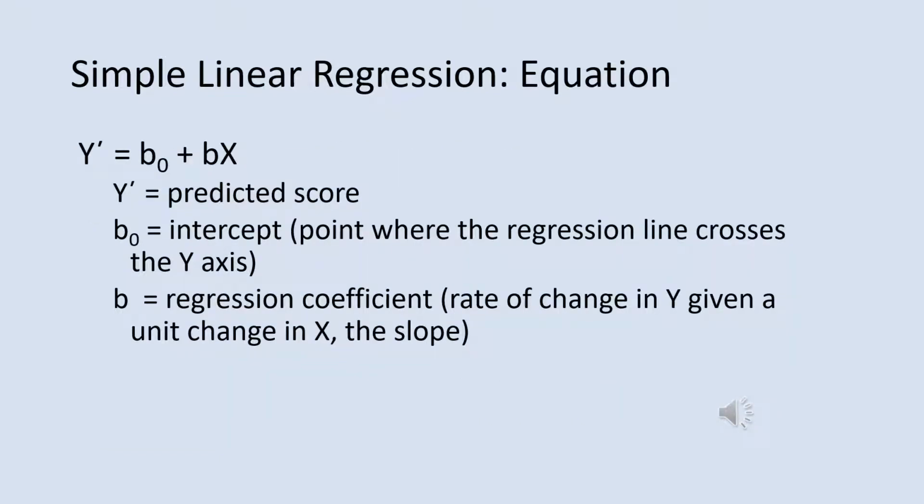It is important to be familiar with the simple linear regression equation because you will be using this later when you're reporting your results. So it's the y prime, which is the predicted score, equals the intercept, the point where the regression line crosses the y-axis, plus the regression coefficient, the rate of change in y given a unit change in x.